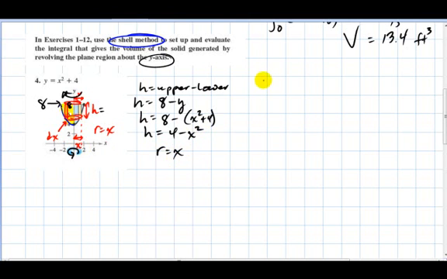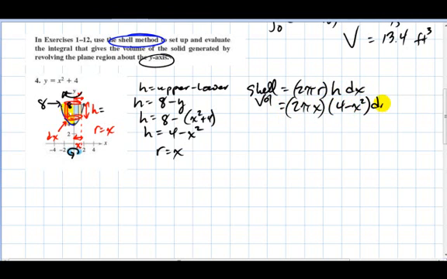Here it depends on where you draw the cross-section. Once you do that, then you get a shell volume. So my shell volume is equal to the circumference, which is 2 pi r, times my height, h, times my thickness, dx. That's what it is in general: circumference times height times thickness. So I have 2 pi times x, times my height, which is 4 minus x squared, times my thickness. And that's the volume of one shell.